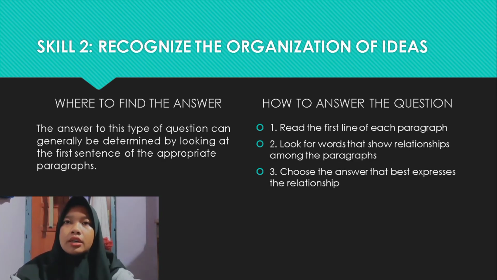Skill 2. Recognize the organization of ideas. Where to find the answer? The answer to this type of question can generally be determined by looking at the first sentence of the appropriate paragraph. How to answer the question?